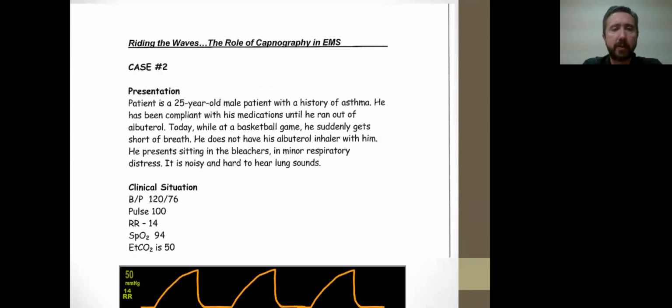Now, case 2, patient is a 25-year-old male, history of asthma, okay? He's been compliant with his medications until he ran out of albuterol. Today, while at a basketball game, he gets short of breath. He does not have his albuterol inhaler with him. He presents sitting in the bleachers in minor respiratory stress. It's noisy and hard to hear the lung sounds. This is where end-tidal CO2 and waveform capnography would come into play. And looking at this specific waveform, okay, it's not normal. The end-tidal CO2 is not normal, and we ought to be very aggressive in taking care of this patient here, okay?